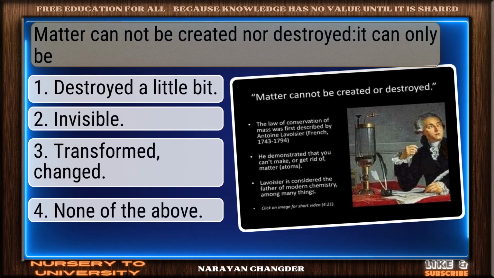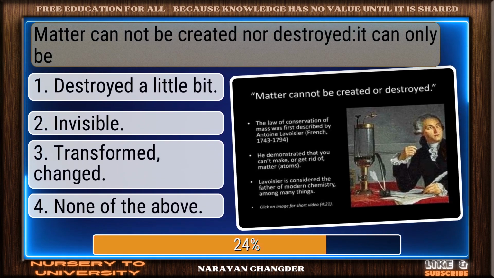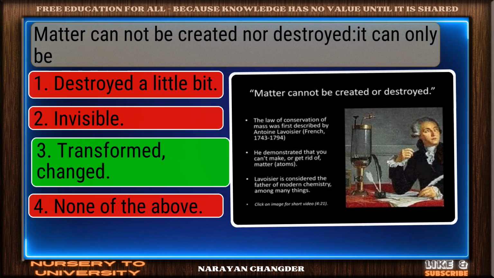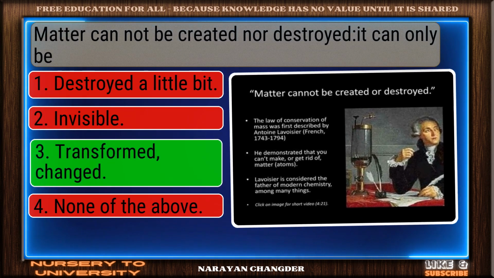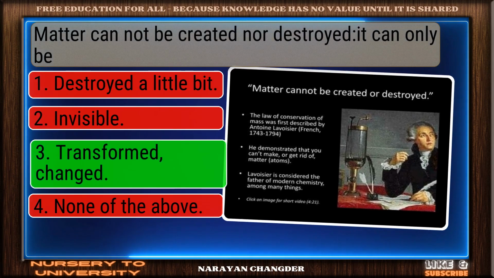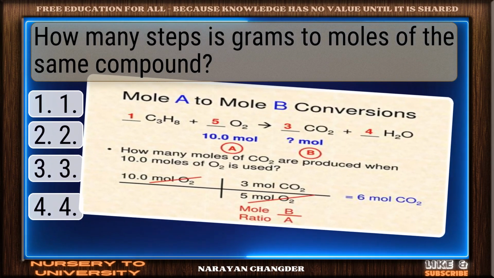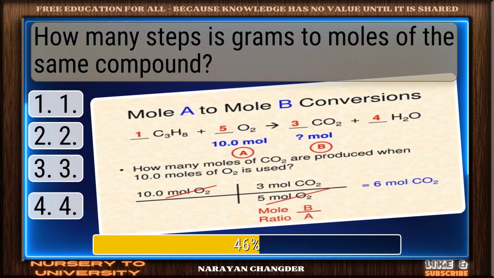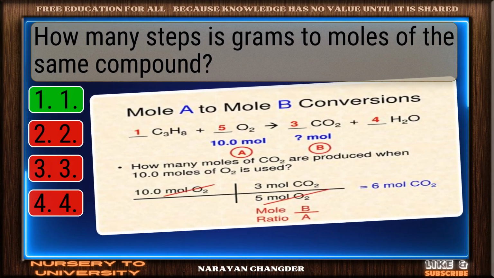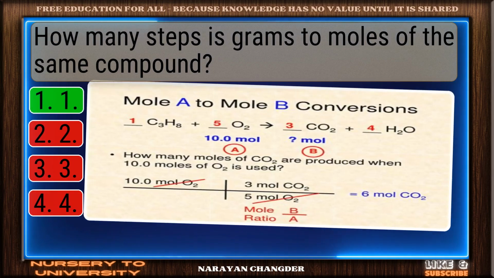Matter cannot be created nor destroyed. It can only be. Perfect. Transformed, changed is the correct choice. How many steps is grams to moles of the same compound? Right again. 1 is a valid answer.